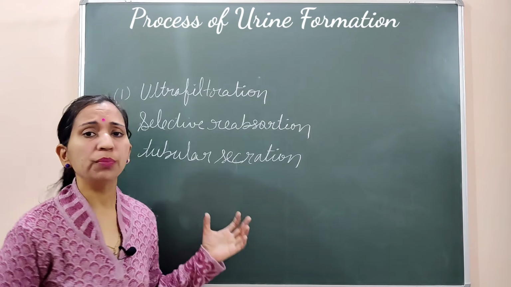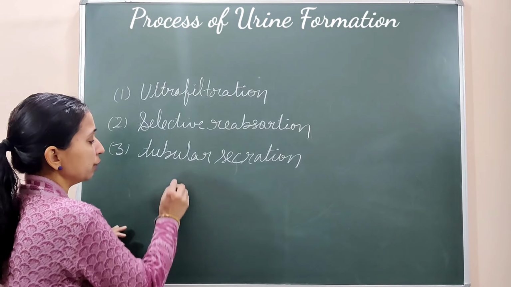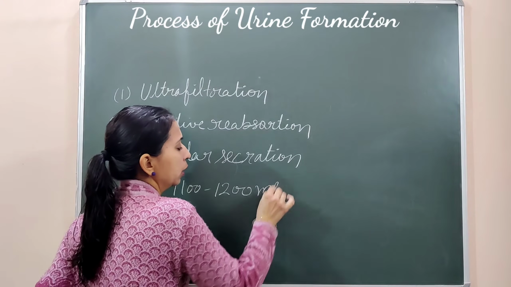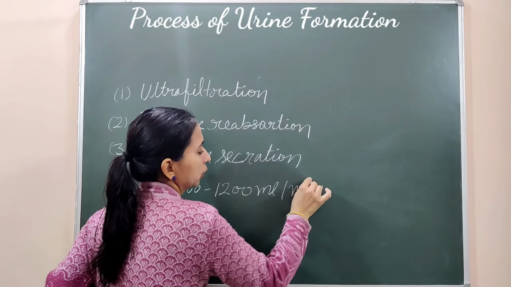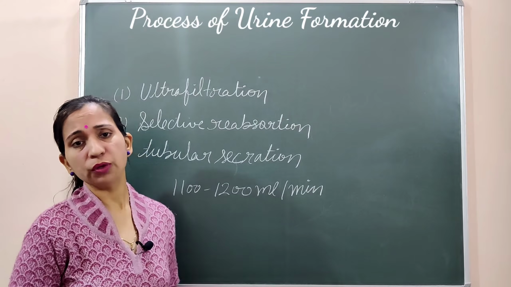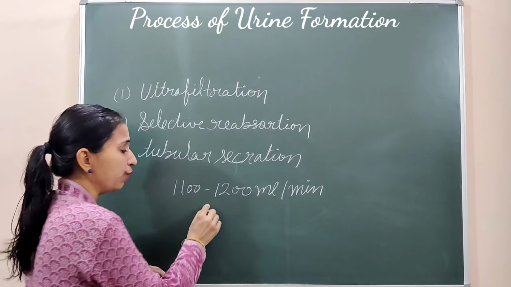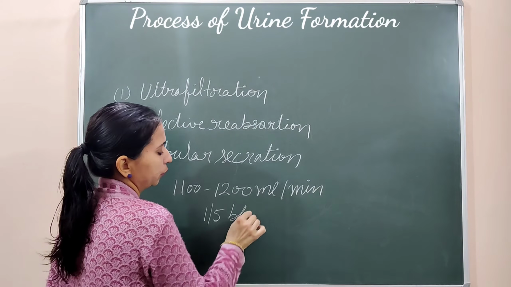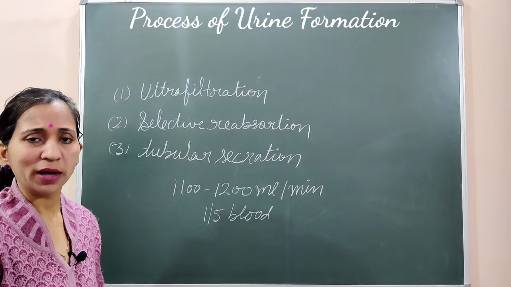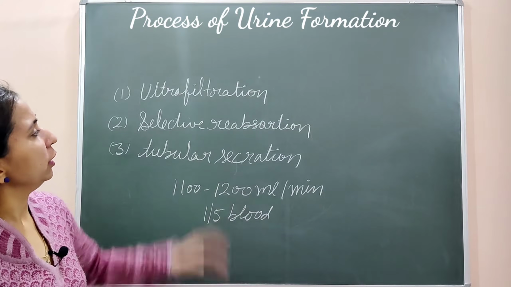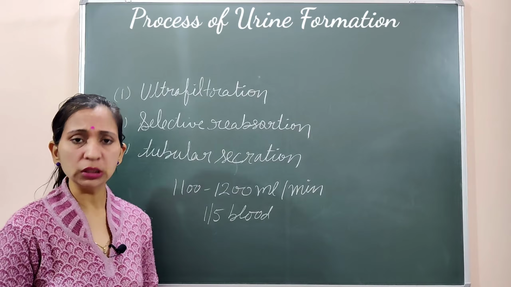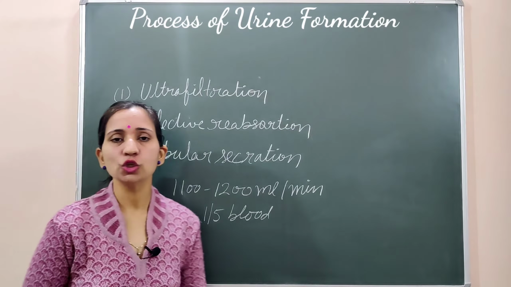This filtration happens when the blood comes to the kidney, and almost 1100 to 1200 ml of blood per minute passes through the kidney for the filtration. So the kidney filters almost 1/5 of the blood, that is the total amount of blood which is pumped by the heart per minute. In this way the kidney does the filtration in these 3 steps: ultrafiltration, selective reabsorption, and tubular secretion.